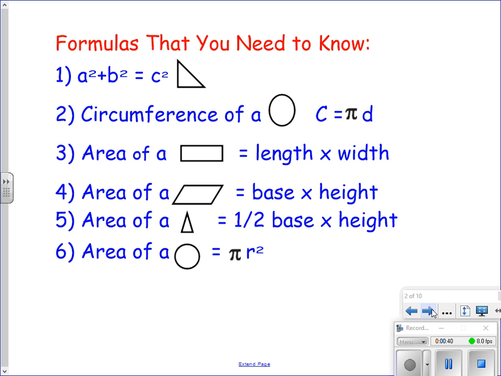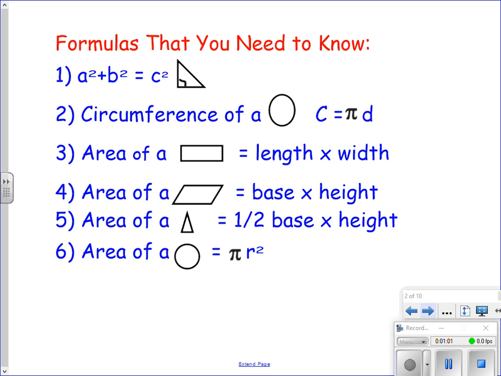A quick rundown of the formulas. Number one, we have Pythagoras' theory, a squared plus b squared equals c squared. You can only use that when you've got a right triangle. It should have that little symbol in the bottom, the little square, and you can find any side of a missing right triangle.